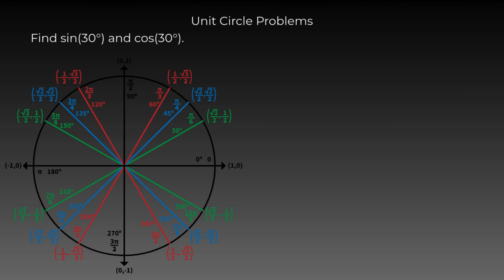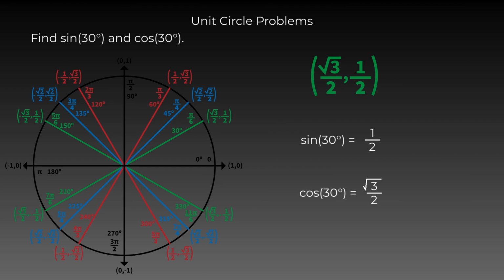Let's see some unit circle examples. Example 1. Find sine of 30 degrees and cosine of 30 degrees. From the unit circle, we know that the coordinate at 30 degrees is the square root of 3 over 2, comma, 1/2. So, sine of 30 degrees equals 1/2, and cosine of 30 degrees equals square root of 3 over 2.